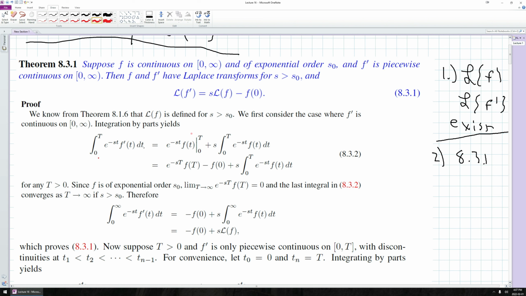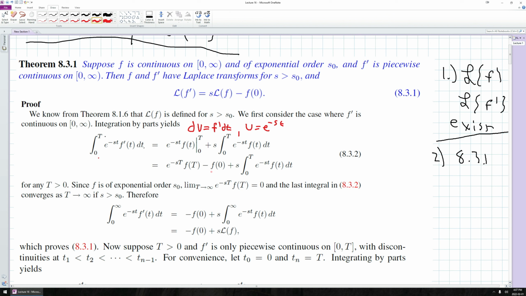Integration by parts. So here what's really happening in the background is they're saying dv is equal to f prime dt, and they're also saying that u is equal to e to the negative st. Okay, so if you do this, straightforward integration by parts, you get this stuff here. Okay, so now that you have this, direct computation over here gives you this thing here. So now our goal is to turn this expression here in the limit into this expression here.